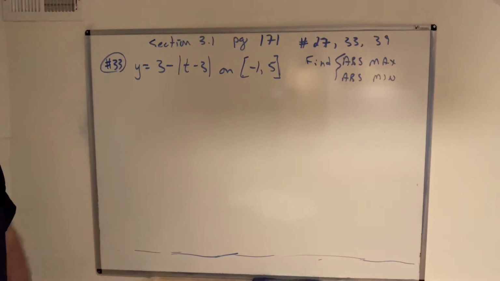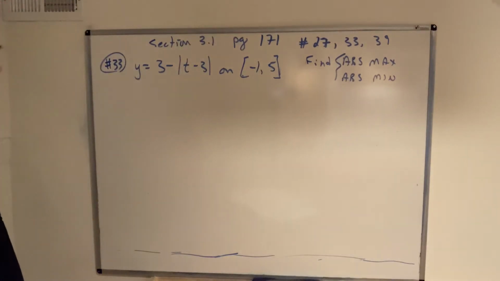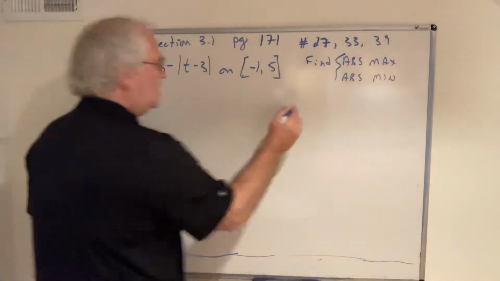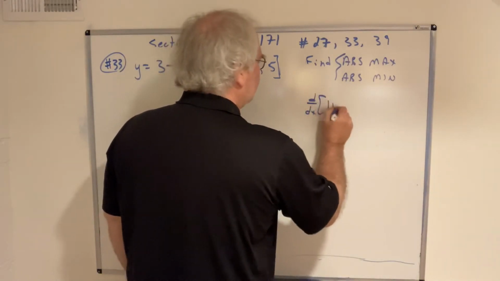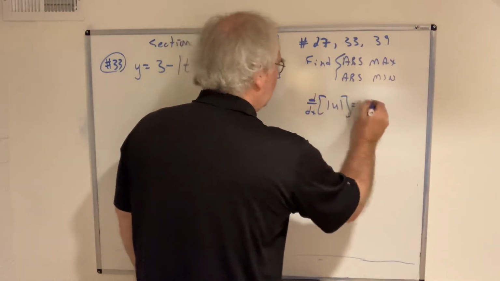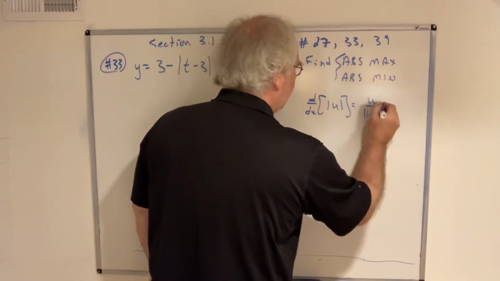So see if we can work all this out here. Again, our key is now we know how to find the derivative of absolute value. Let's recall the derivative of absolute u is u over absolute u times u prime.